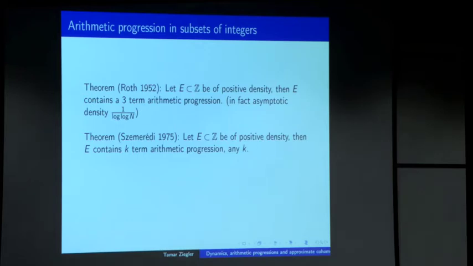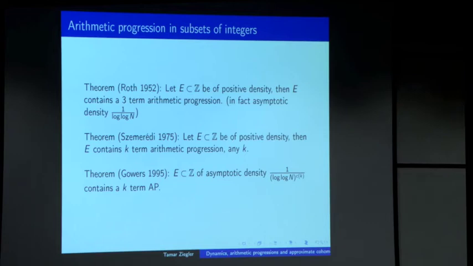certainly k-term arithmetic progressions. And the third result in this historical context that I want to talk about is the theorem of Gowers from 1995, where he manages to generalize the argument of Roth and obtain a Roth-type result with asymptotic density 1 over log n to some power. And it's these ideas that came in the work of Gowers that I will focus on first.